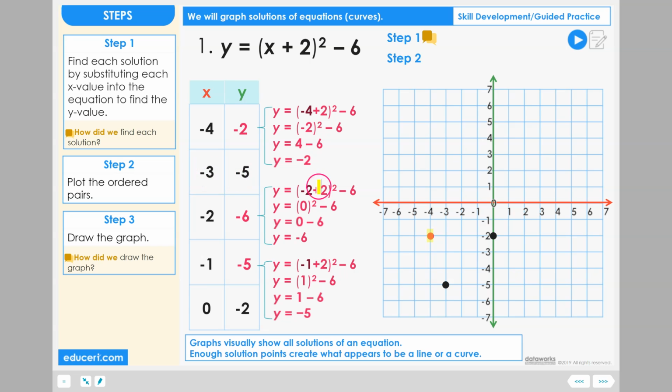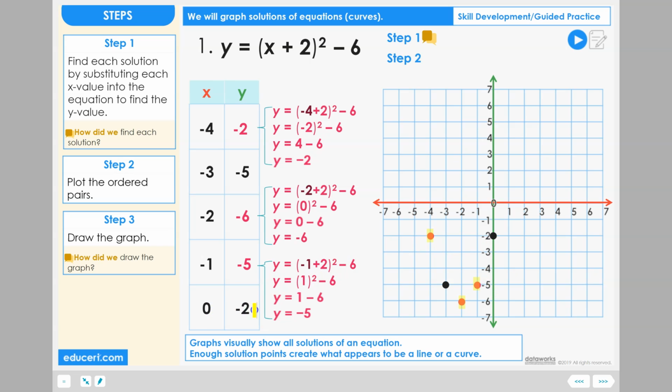The next point is -3, -5, which is already included in our table and has already been graphed. The next point is -2, -6. Going -2 in the x direction and -6 in the y direction, here is the next point that is part of our solution graph. Now we graph -1, -5. The solution point for -1, -5 is located right here.